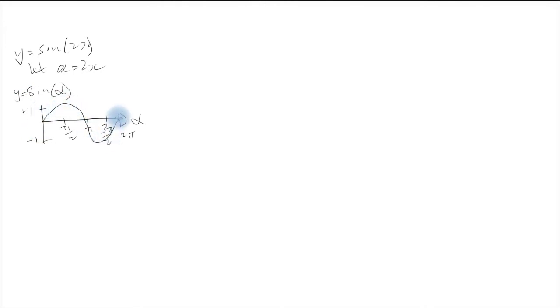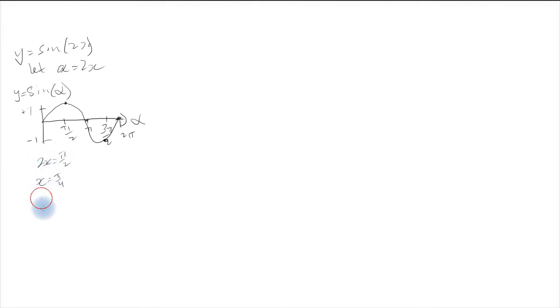There you go, so these are our important points. Alright, so there's a sine of alpha. Now, we've said that alpha is 2 times x. So how do we get 2x to be pi on 2? Well, we're saying that 2x has to equal pi on 2. So what that means is that x equals pi on 4, just rearranging it a bit.